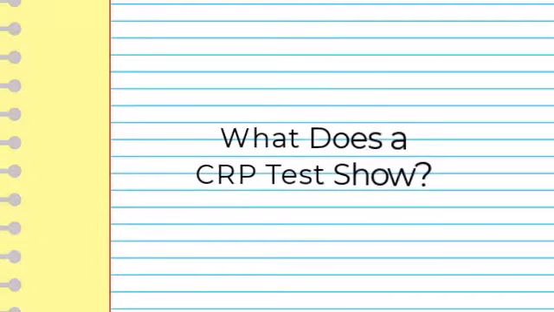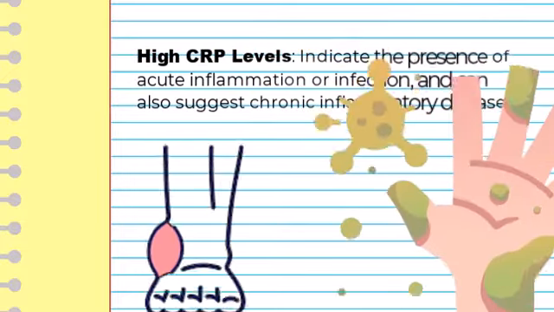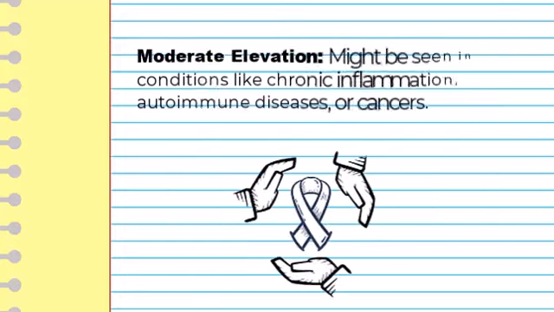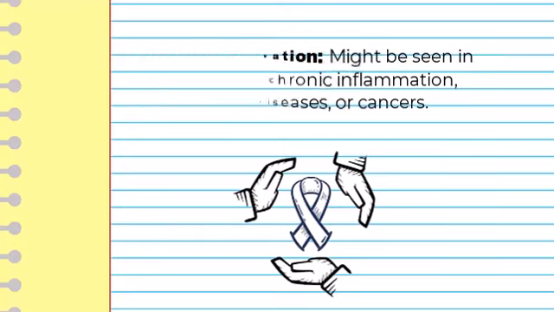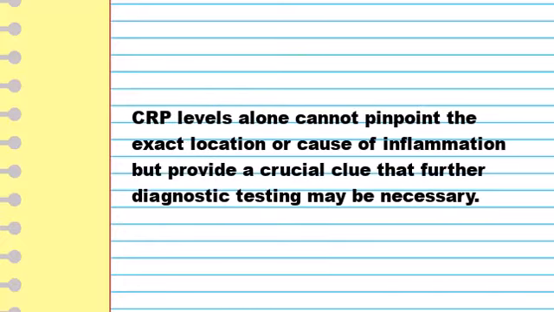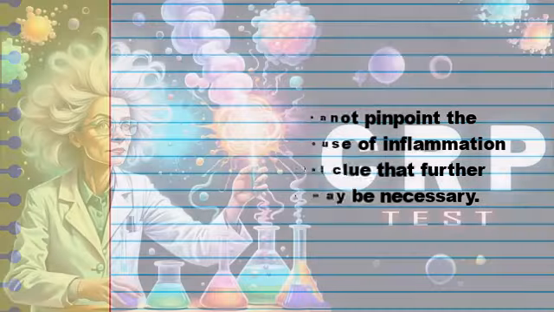What does a CRP test show? The results of a CRP test can show high CRP levels, indicate the presence of acute inflammation or infection, and can also suggest chronic inflammatory diseases. Moderate elevation might be seen in conditions like chronic inflammation, autoimmune diseases, or cancers. Low CRP levels typically suggest the absence of significant inflammation, which is generally a good sign. It's important to note that CRP levels alone cannot pinpoint the exact location or cause of inflammation, but provide a crucial clue that further diagnostic testing may be necessary.